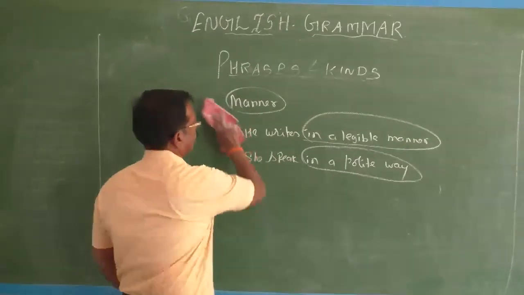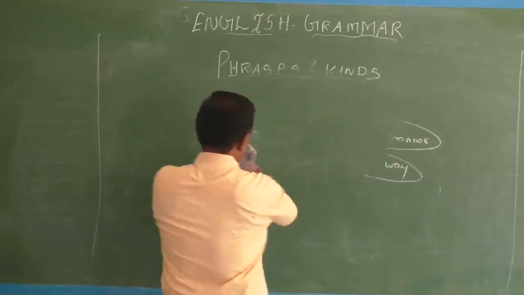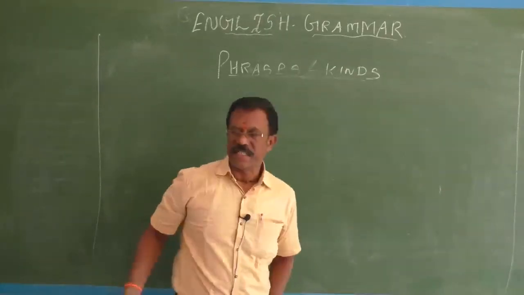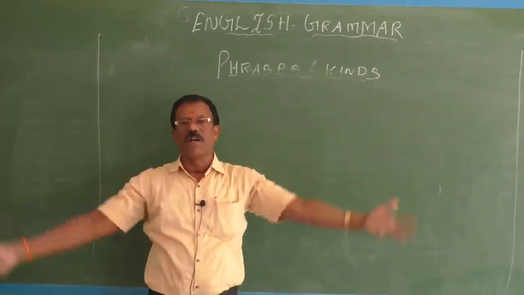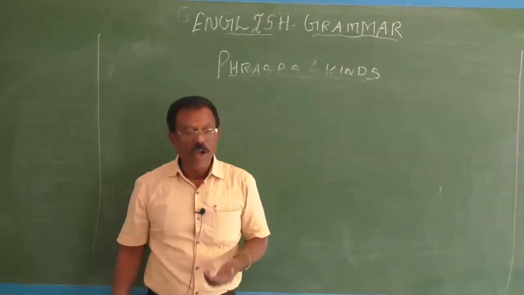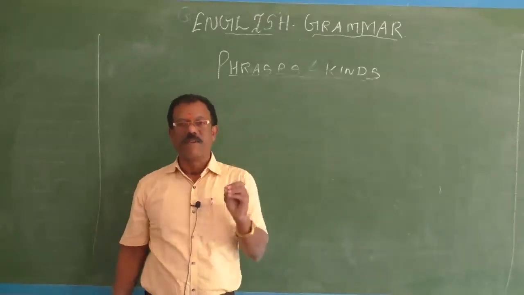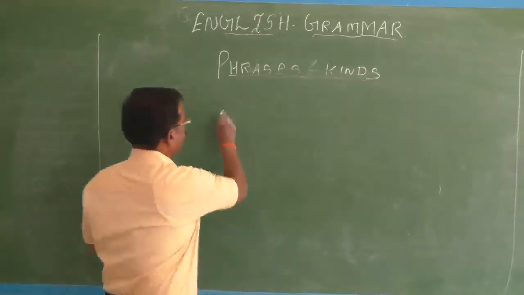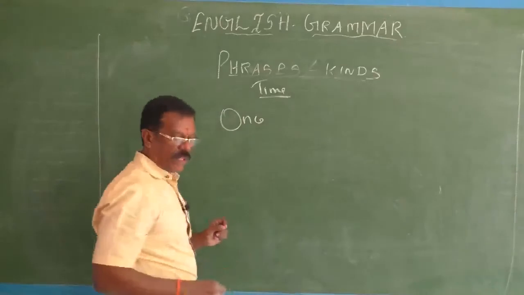Then time. The next adverb type is time. So we use adverbs to refer to time. For example, today, tomorrow, yesterday, last week, last month, once upon a time, long ago. They are all adverbs of time. They answer the question when. If a phrase does the function of this adverb of time, then it is called an adverb phrase of time. See, once upon a time. So, adverbial phrase of time.